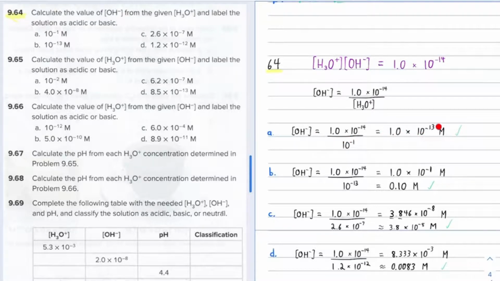Now, this is much smaller than the proton concentration. So this solution would be basic. Let me write basic.